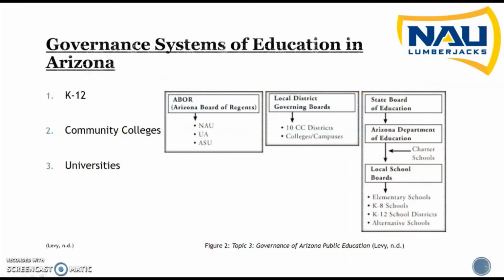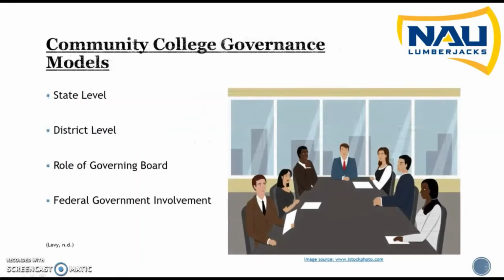In the state of Arizona, there are 3 district governance systems for public education. These systems govern the 3 educational areas of number 1, K through 12, number 2, community colleges, and number 3, universities. There are a variety of governance models and organizational structures in community colleges across the nation. In the state of Arizona, there is no state-level control. The district-level governance of community colleges falls into one of 2 categories: a local district with 1 college or a local district with many colleges.